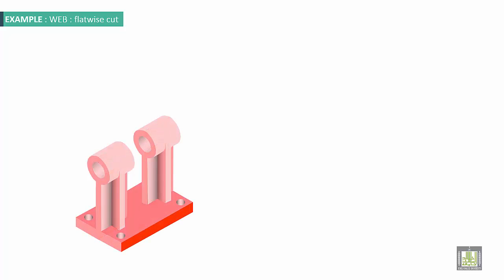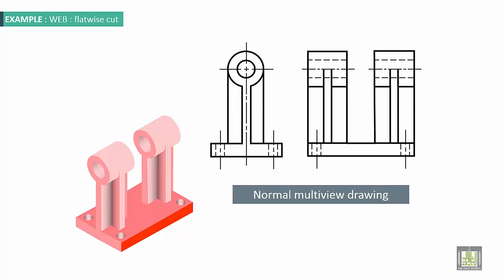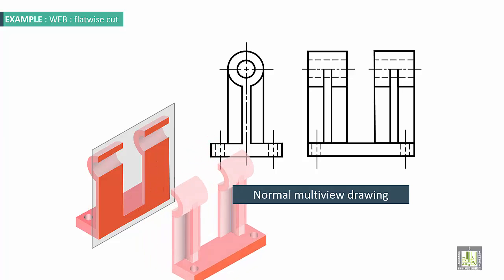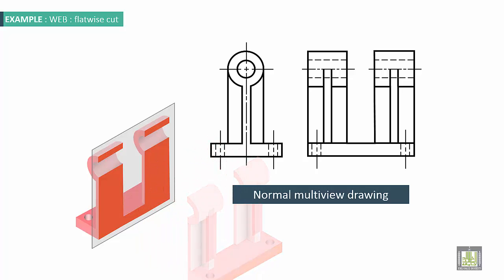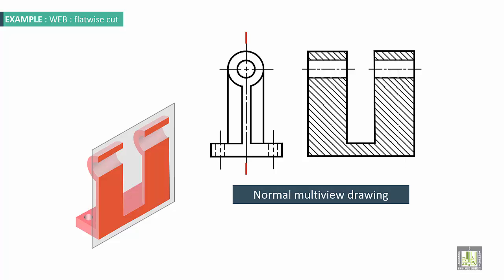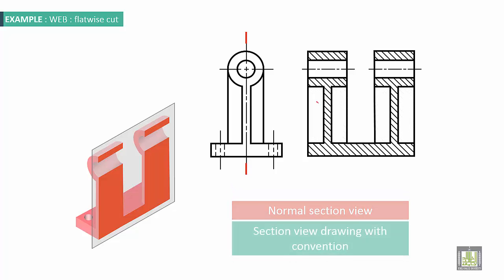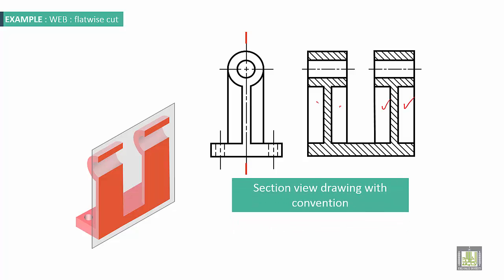For the web with a flatwise cut. This is normal multi-view drawing. Here we have the plane, section plane, making flatwise cut on the web. Section lines should be removed here, here, and here. This is section view drawing with convention.